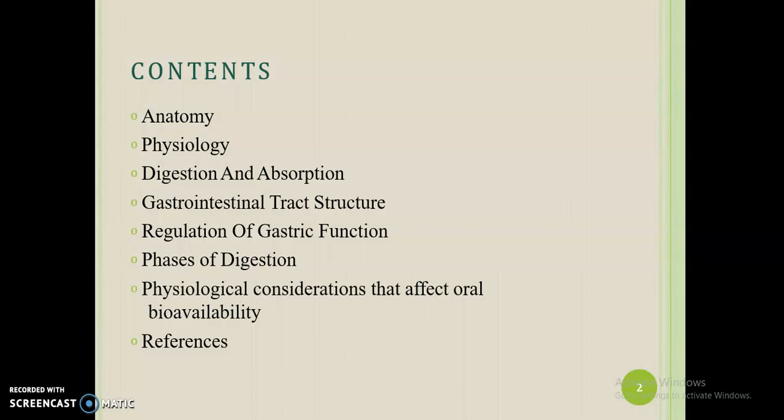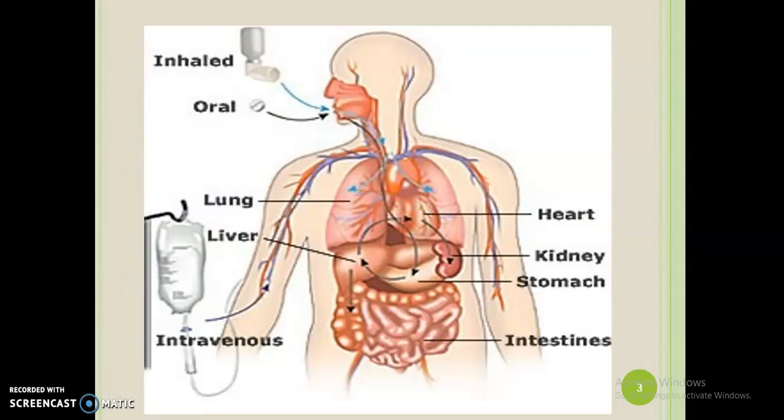So let's see what are the different physiological functions as well as the anatomy of this gastrointestinal tract. As we all know, when we are taking any medicines or food by the oral route, that goes directly to the stomach. In the stomach there are different fluids or digestive juices present. So obviously when we are taking the drug or the food, that mixes up with the digestive juices in the stomach.